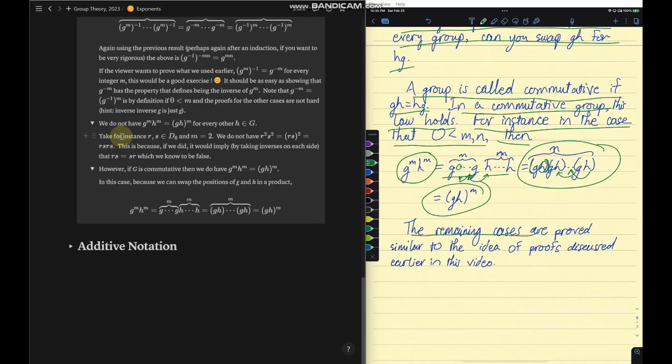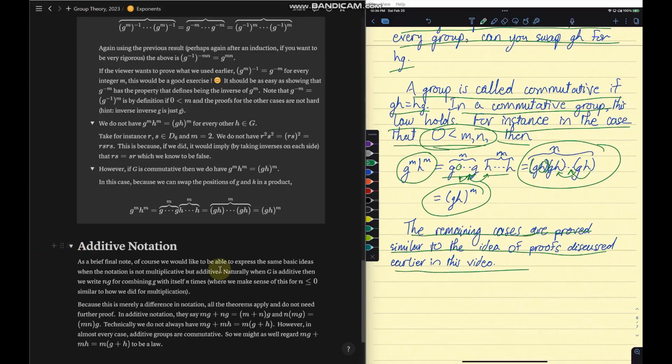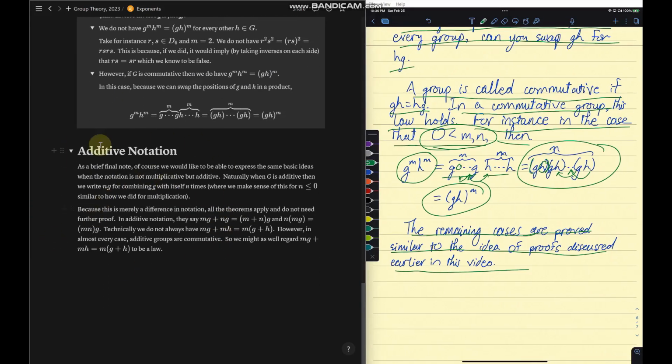The remaining cases, recall that this was all under the assumption that m and n were both strictly positive. There are all of these remaining cases. Their proofs are similar to the proofs discussed earlier in this video, so I leave them also to the viewer. And here you see a brief note reiterating some of what I've already said about additive notation.